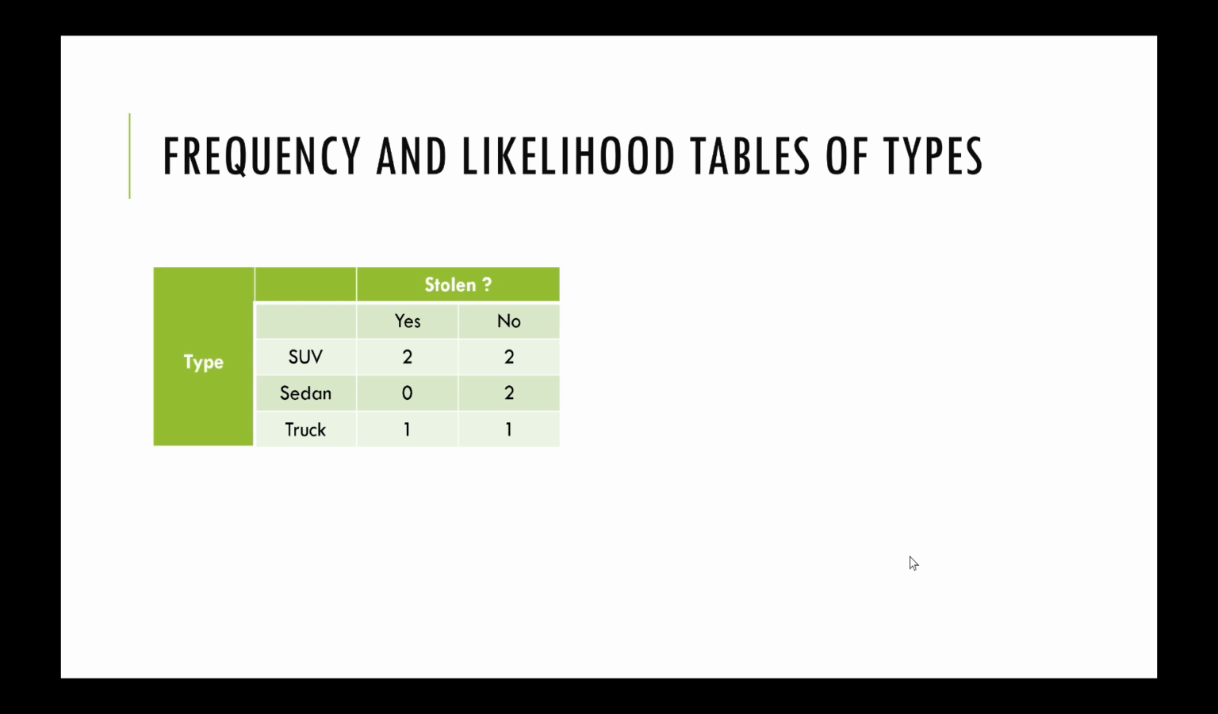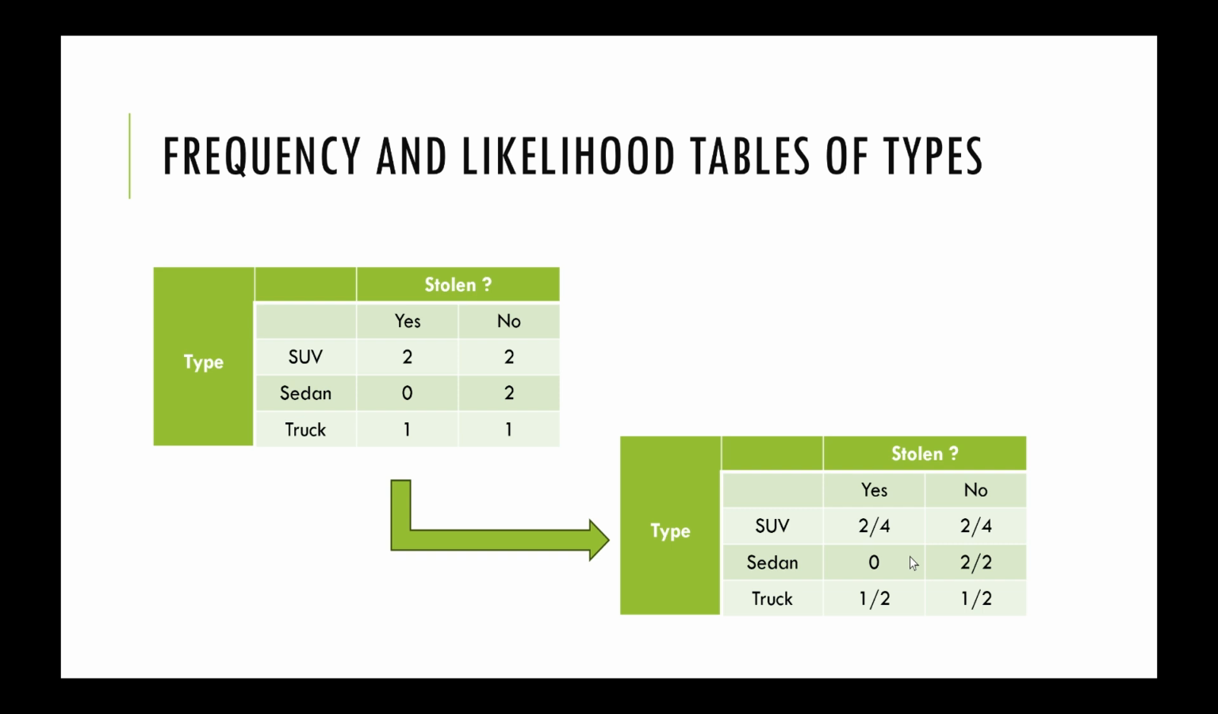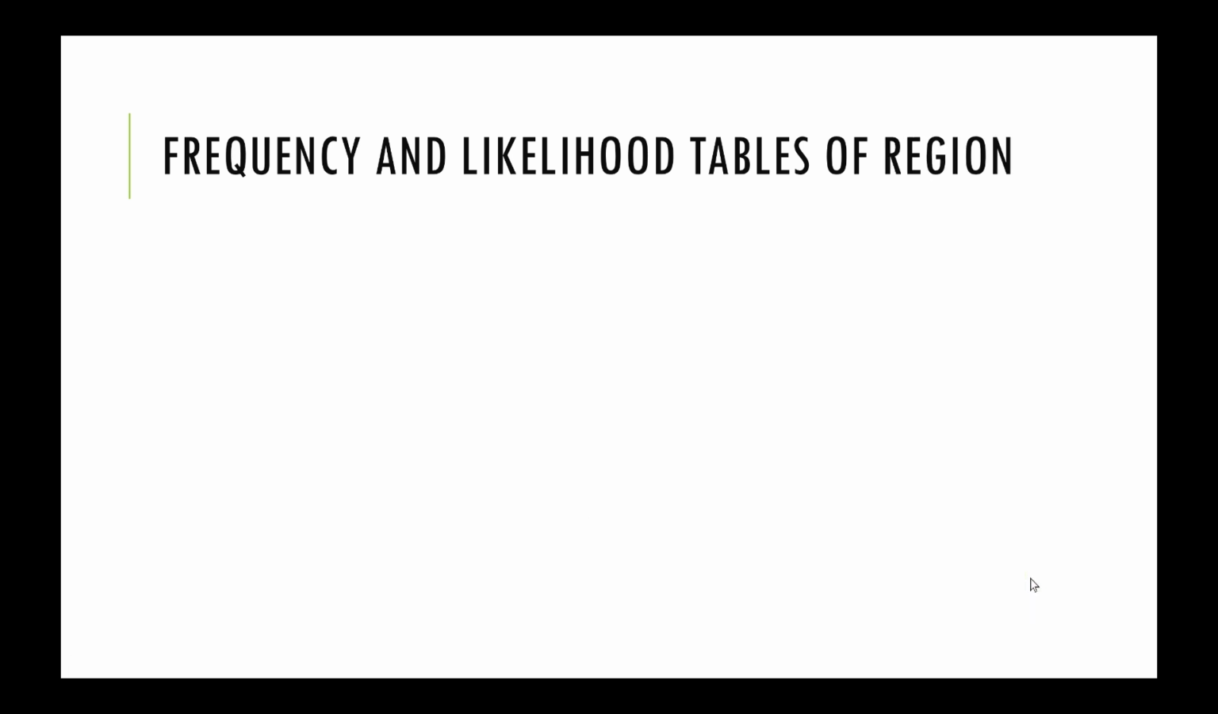Now we are going to calculate the likelihood table from the frequency table. The SUV count is 4, so 2 by 4, here also 2 by 4. Sedan count is 2, 0 by 2 is 0, 2 by 2. Truck count is 1 plus 1 equal to 2, so 1 by 2 and 1 by 2. Next we are going to calculate the region.